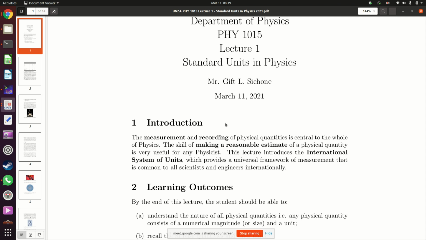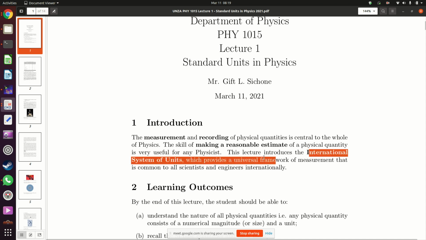The other thing we're going to talk about during the course of this lecture is something called the International System of Units. This International System of Units is a framework or a mechanism of measurements and weights which has been set up by scientists and engineers for use throughout the world. The first time this was done was in 1874, as we are going to see as our lesson progresses. So this International System of Units basically tells us how physical quantities are organized.